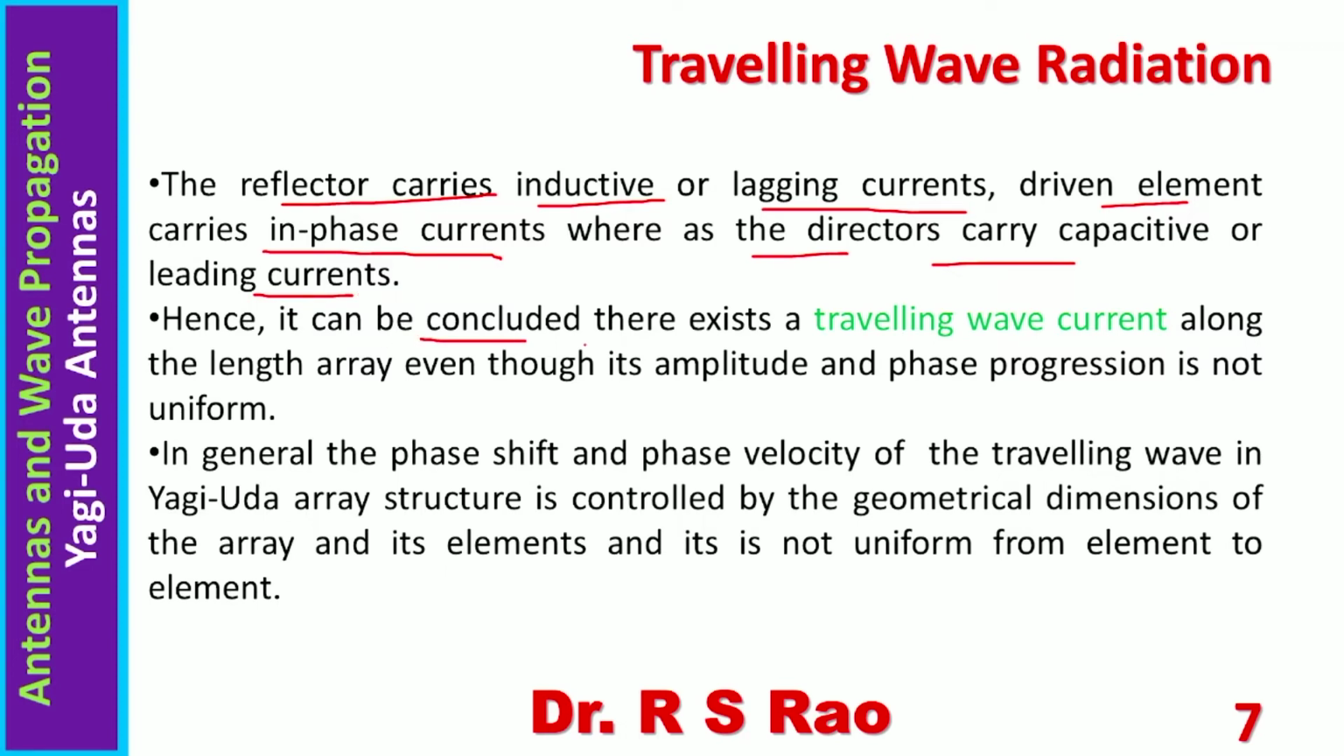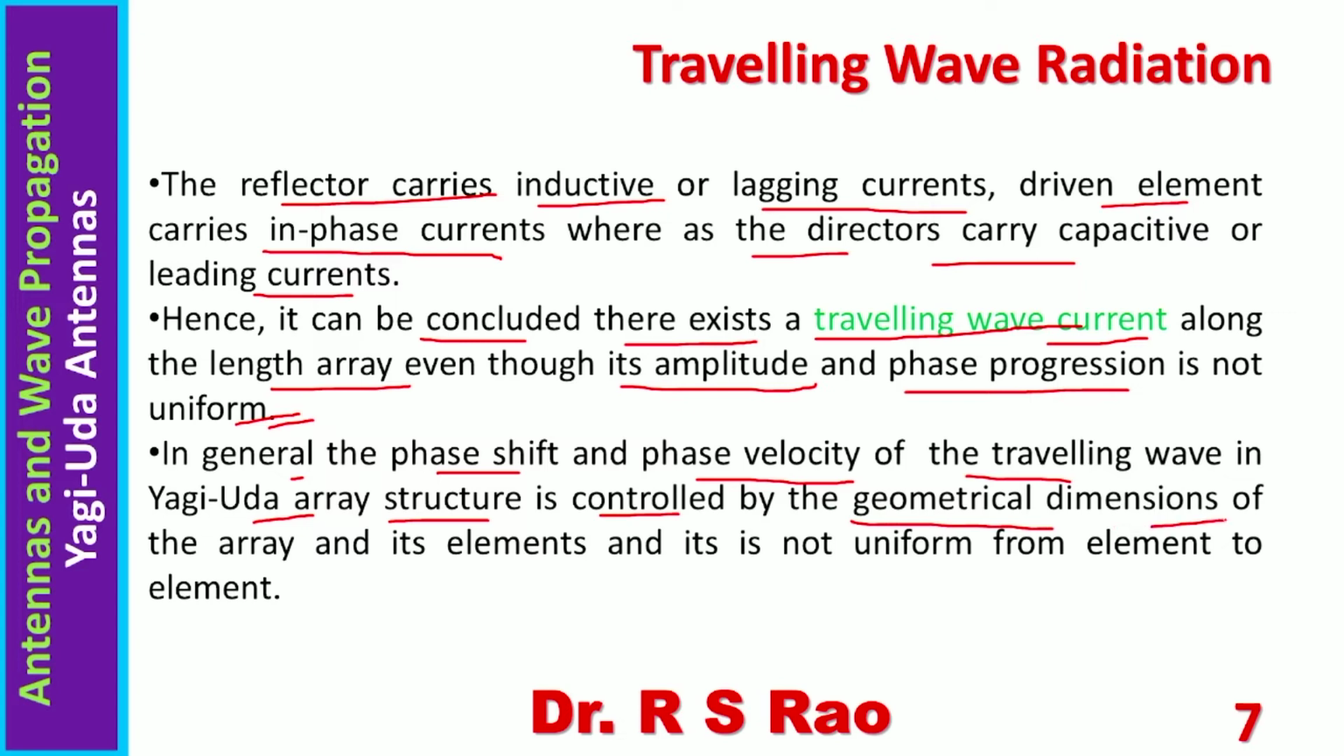Hence, it can be concluded there exists a traveling wave current along the length of the array, even though its amplitude and phase progression is not uniform. In general, the phase shift and phase velocity of the traveling wave in a Yagi Uda array structure is controlled by the geometrical dimensions of the array and its elements, and it is not uniform from element to element.